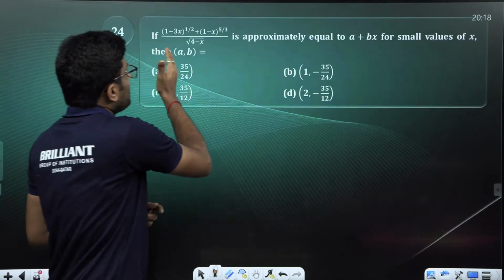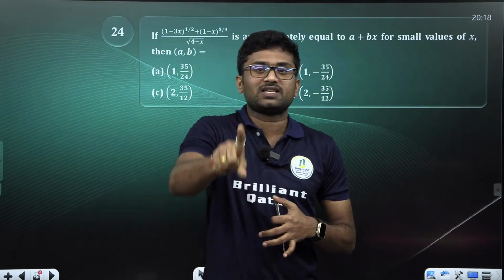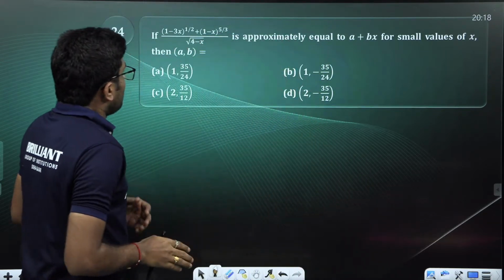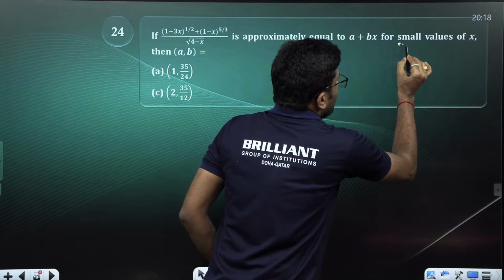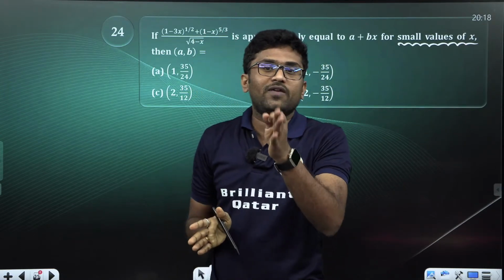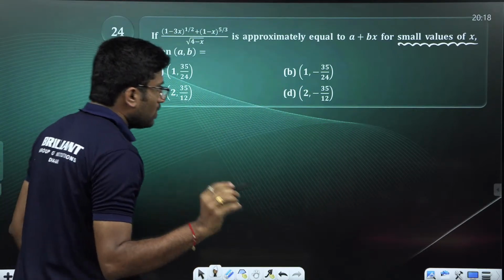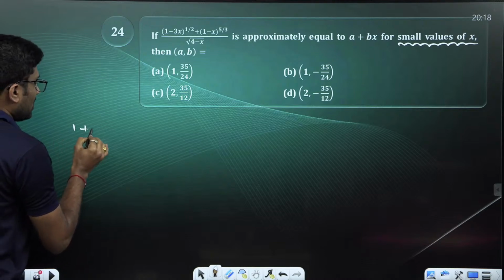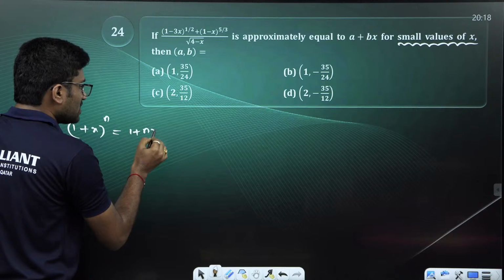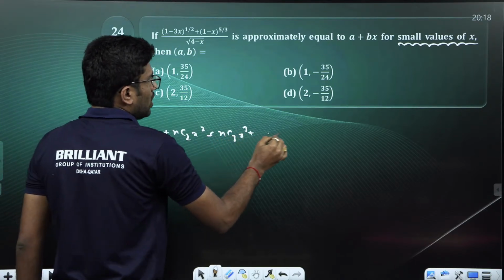Next, (1 − 3x) whole power. In today's crash course, I did not go with this, so that's the reason I selected this particular problem. Very important, friends. This is for questions with small values of x. Whenever you see a binomial expansion, (1 + x)ⁿ, as you know, friends, it is 1 + nC1 x + nC2 x² + nC3 x³, and so on.